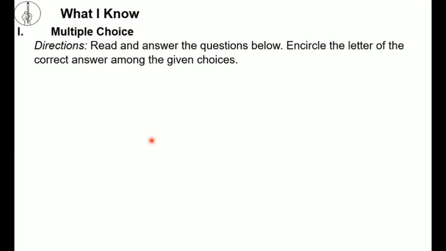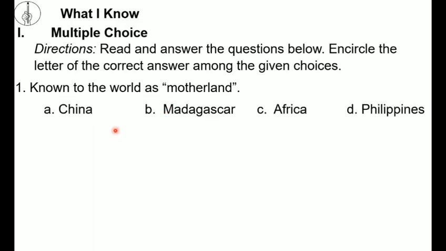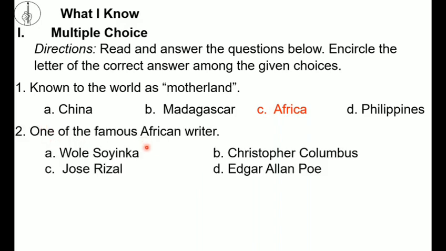Alright, let us proceed. First, let us begin with this part, What I Know. We have here a direction, multiple choice. Read and answer the questions below. Encircle the letter of the correct answer among the given choices. Number 1, known to the world as motherland. Okay, the answer is Africa. Number 2, one of the famous African writers. This is no other than Wole Soyinka.